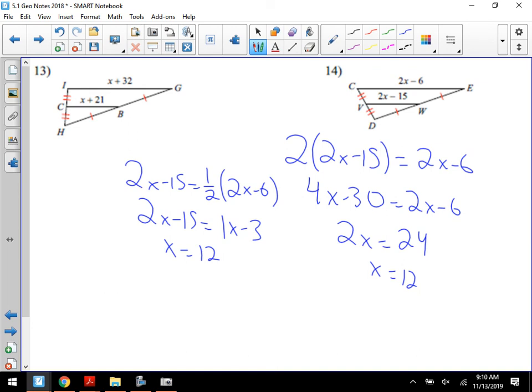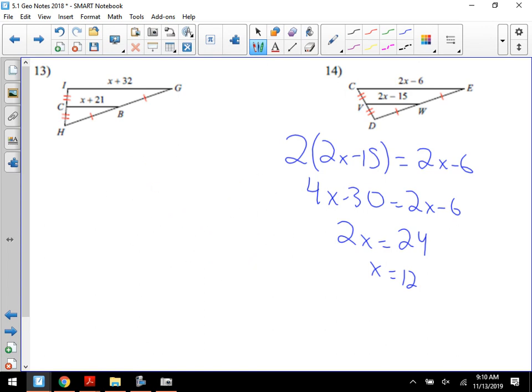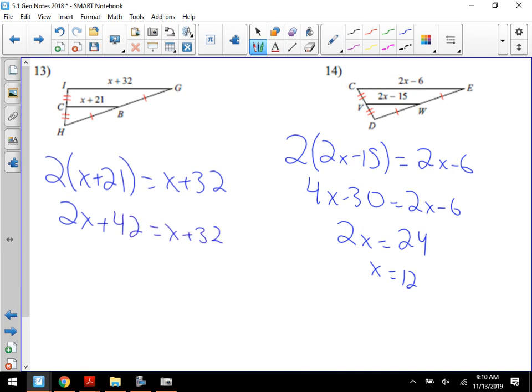Yes, sir. I haven't done that one. I want to jump to that one real quick to show you this is a different way of doing it. So on 13, if you did it right, you doubled the mid-segment. So 2x, 42, x plus 32. Did you get x is negative 10? Yes. Get negative 10 on that one? Yeah. All right.